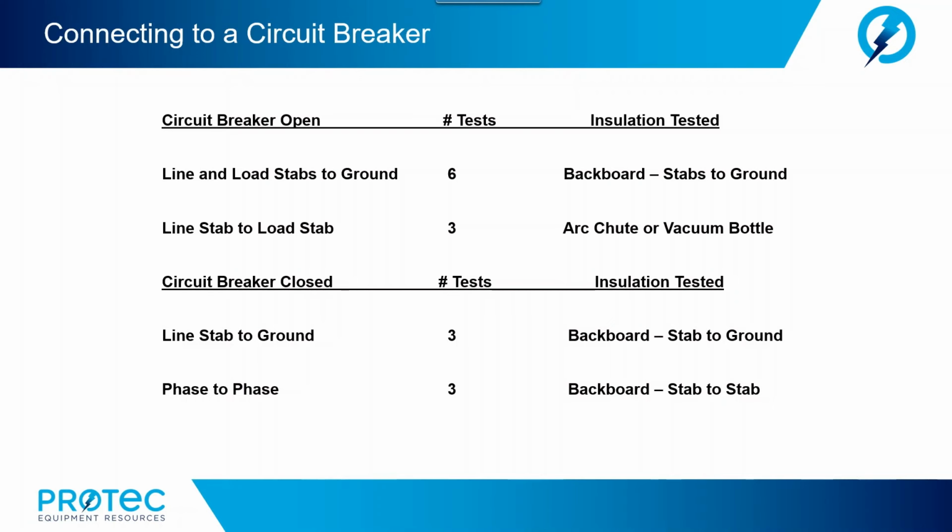Now, also with the breaker open, we can measure line stab to load stab. These would basically be 3 measurements, one for each phase, the line stab to the load stab. And remember, the breaker is in the open position here. Here we are now measuring the insulation of the arc chute or the vacuum bottle. Now, with the breaker in the closed position, we can measure line stab to ground. And again, we're typically looking at the backboard and the stab to ground insulation. Also, we can take a look at the phase-to-phase insulation resistance.